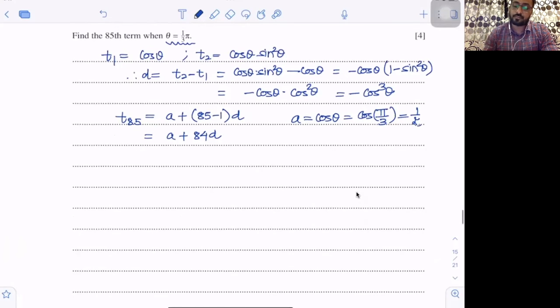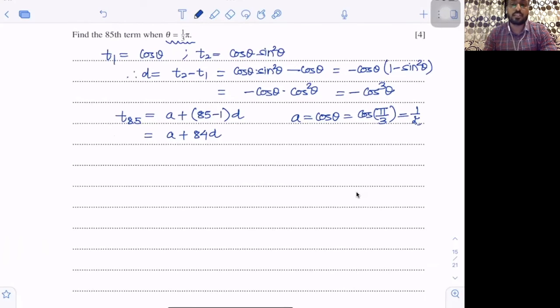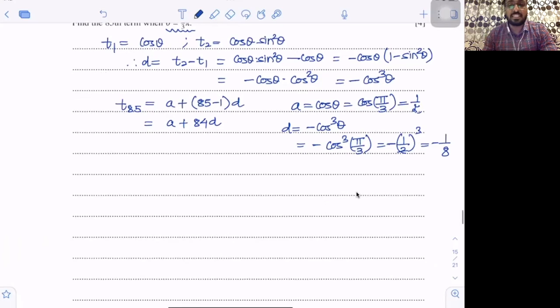And the difference is minus of cos cube theta. So minus of cos cube of theta, where theta is pi by 3. Cos of pi by 3 is 1 upon 2. Minus of that, right? Minus of cos cube theta. So minus of 1 upon 2 cube comes out to be minus 1 upon 8. So d is minus 1 upon 8.